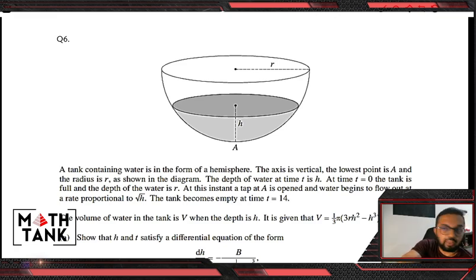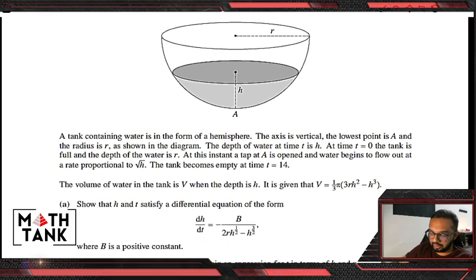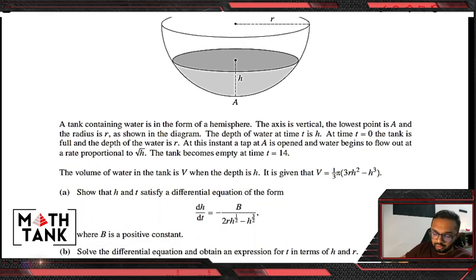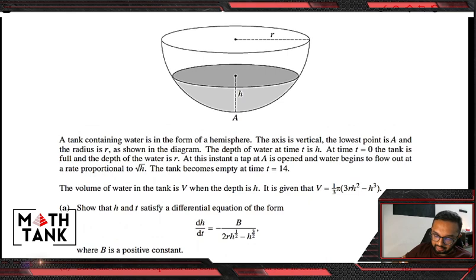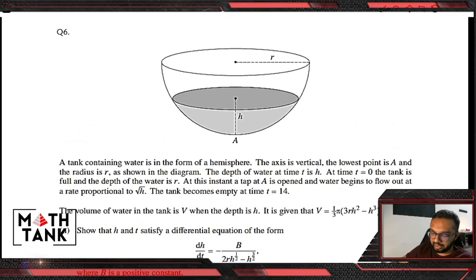This is a relatively challenging question, and what I would suggest is that you look at it carefully. It gets more complicated as you move on and try to solve this 8 mark part. First, it says the tank contains water in the form of a hemisphere. The sphere's axis is vertical, the lowest point is A, and the radius is R, as shown in the diagram. The depth of the water at time t is h. At time t equals 0, the tank is full, and the depth of the water is R.